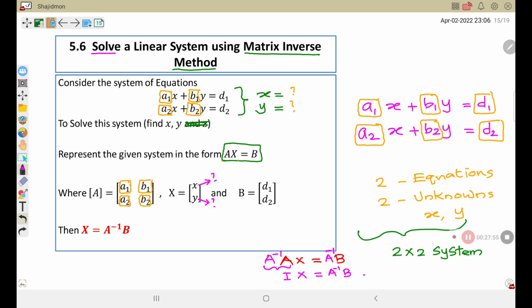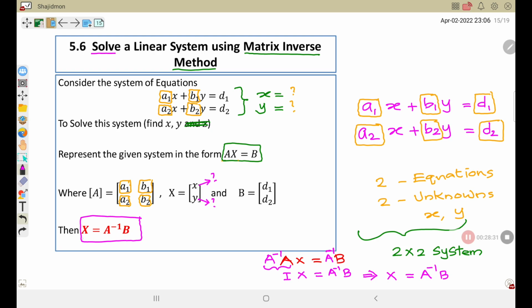Or in other words, Ix means any matrix, if you multiply with the identity matrix, should be the same matrix. X equal to A inverse multiply B. This is the rule for finding the solution of a 2 by 2 system of equations or matrix equation, the matrix inverse method. This is the rule for finding the solution of a system of equations. So this rule we are using, X equal to A inverse multiply B.